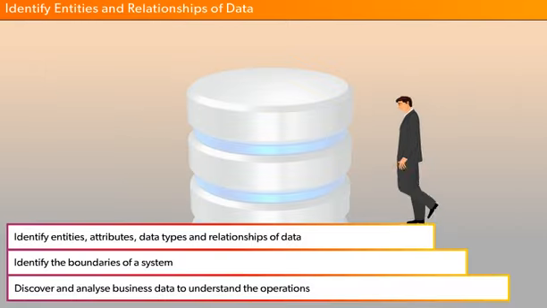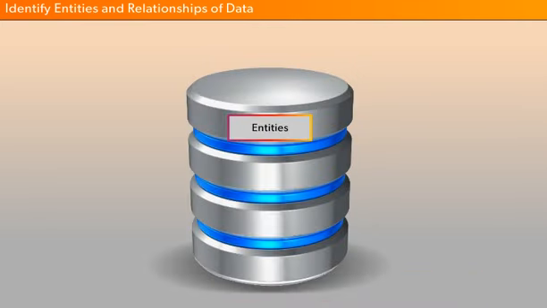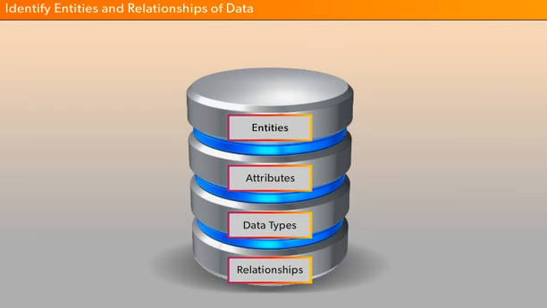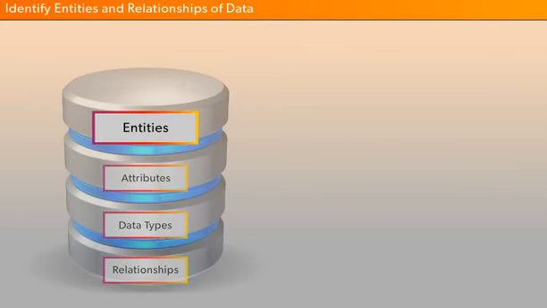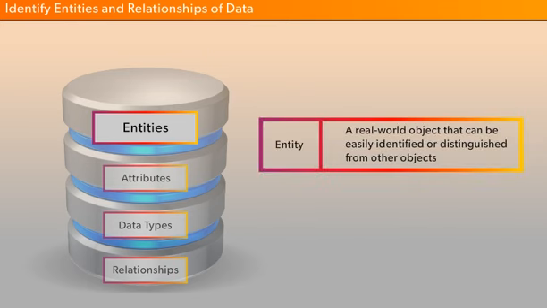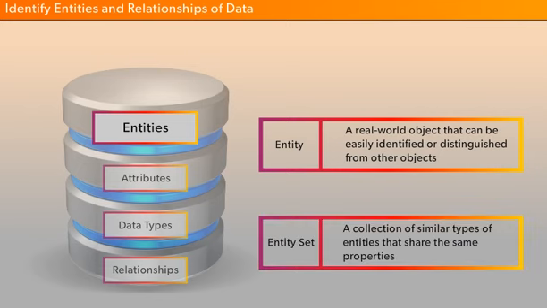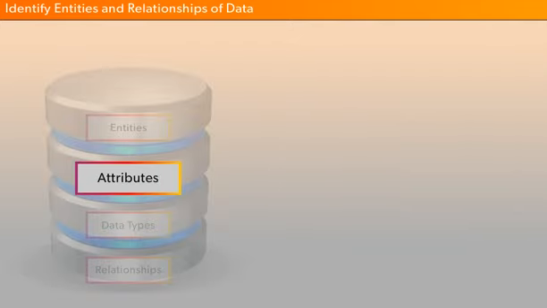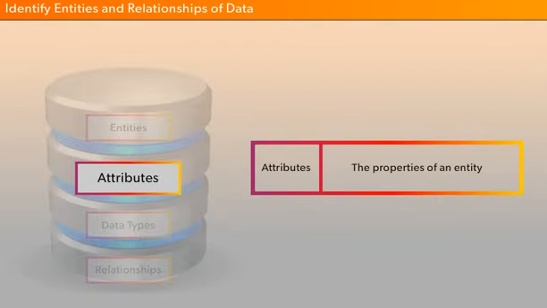The next step in the process is to identify the entities, attributes, data types, and relationships of data. The basic building blocks of a data model are entities, attributes, and relationships. Entity and entity set. An entity is a real-world object that can be easily identified or distinguished from other objects. A collection of similar types of entities that share the same properties is called an entity set. Attributes. The properties of an entity are called attributes.